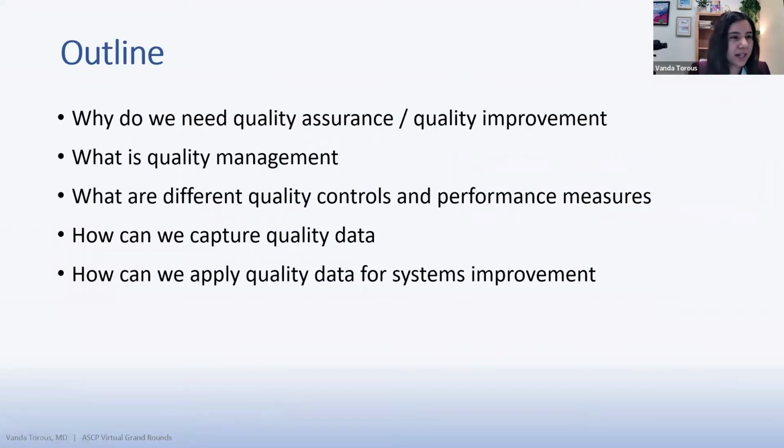So by way of a very quick outline for this talk, I'm going to begin with some background, including why do we need quality assurance and quality improvement? What is quality management? What are different quality controls and performance measures that we can utilize? How can we capture this quality data? And how can we apply this quality data for systems improvement?